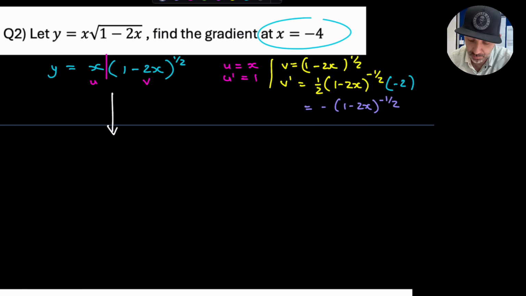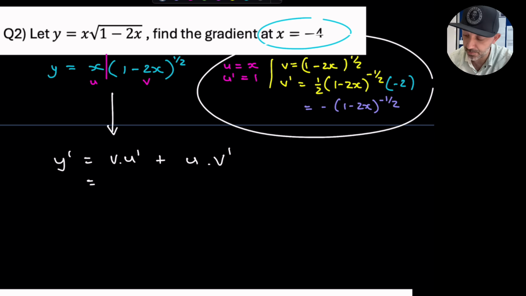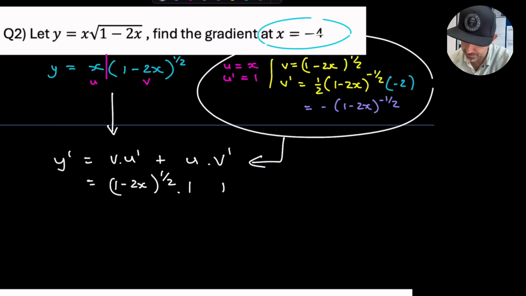So now I'm going to write down what the product rule is, and it's v times the derivative of u plus u times the derivative of v. Let's go ahead and substitute everything in. So we have v, and I'm using these values on the right hand side. I'm just substituting them into the formula as I see them. So we have 1 minus 2x raised to the power of a half times by the derivative of u, which is just 1. That's nice.